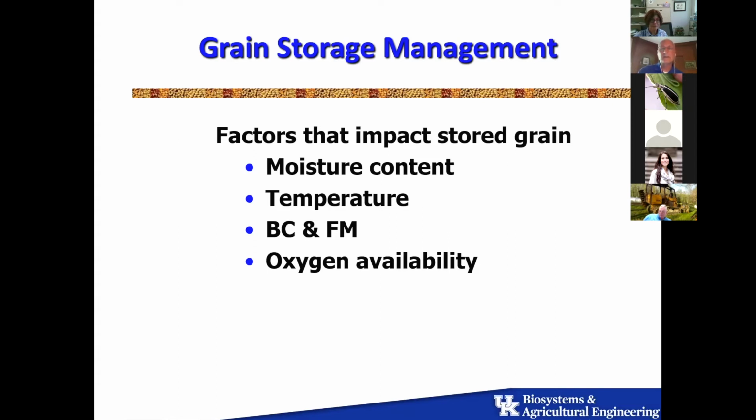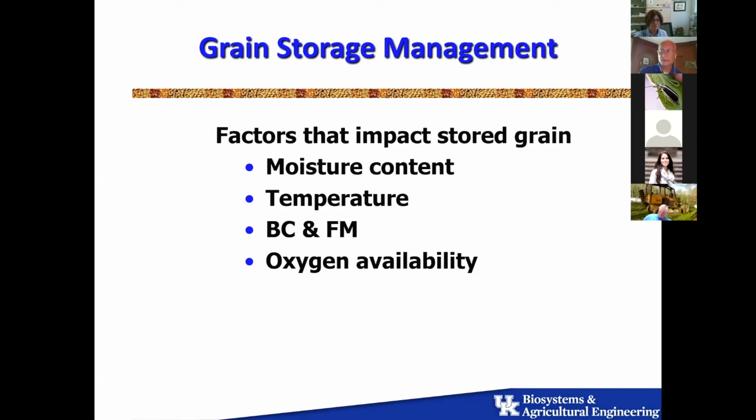After it's been dried to a proper moisture content, we want to control the temperature. That's going to impact insect activity. And these interrelate with the amount of broken corn or foreign material we have in the bin. If we have a lot of fines and foreign material, we want to manage our grain a little differently, and I want to talk a little bit about how that can impact storability.